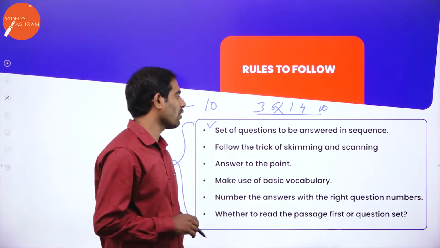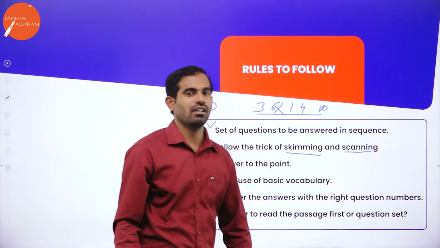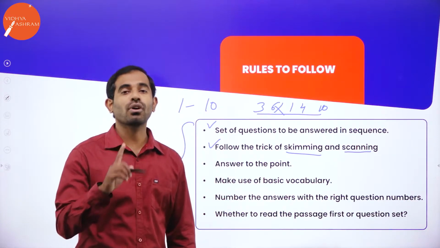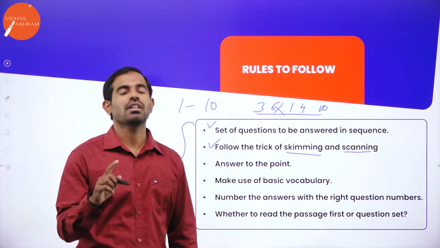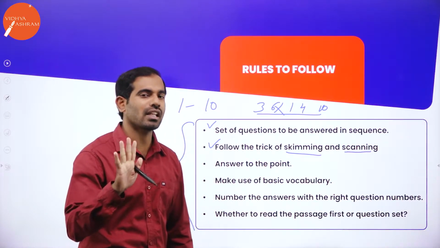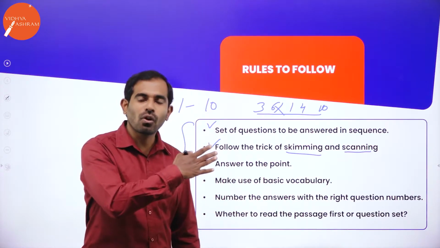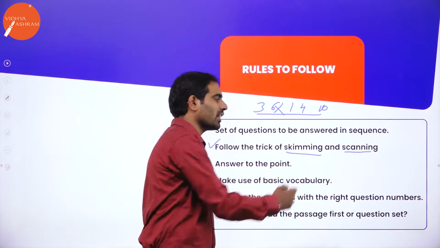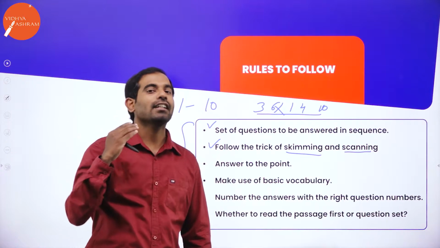Next one, follow the trick of skimming and scanning. What is the meaning of skimming and scanning? This trick will work for those students who are very slow in writing or attempting the questions. If you have just 10 minutes left and you want to hurry, you can follow the trick of skimming and scanning. You need not go through the passage word by word or line by line. You can just rush through it, and if you can remember what you have read, it is well and good.